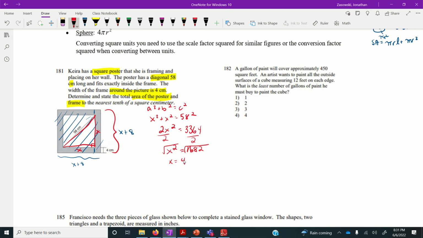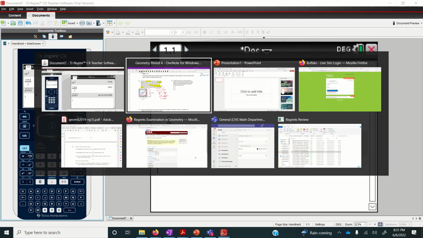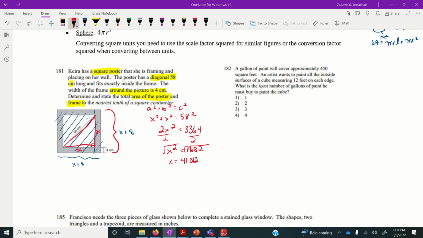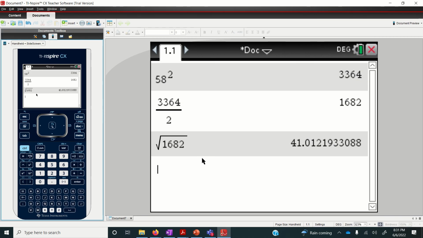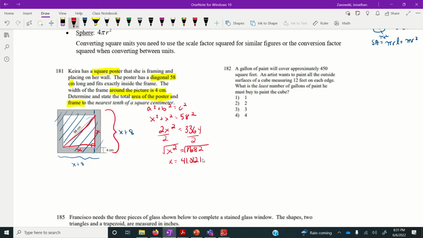So it's 41.02012, apologies, 1933088. 9333088. That's the number I got. Now, that means that this piece, if we add 8 to it, just turns into 49.01219333088. Now, that's what x is.